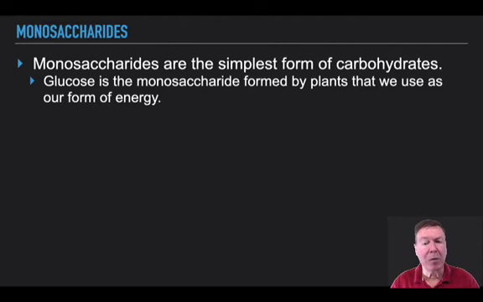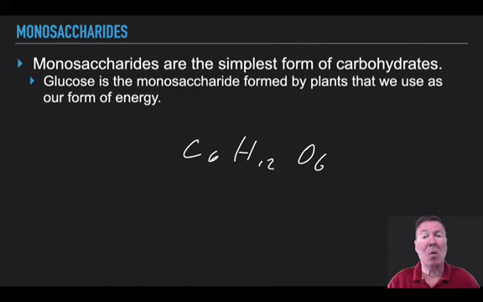Monosaccharides are the simplest form of carbohydrates, and they all have that same formula, C6H12O6. We get glucose from plants. That is what we base all of our energy on. Plants produce glucose. We eat the plant, or we eat something that eats the plant. But if we eat the plant, we get the glucose. That is the formula for the simplest form monosaccharide, the glucose that we eat.